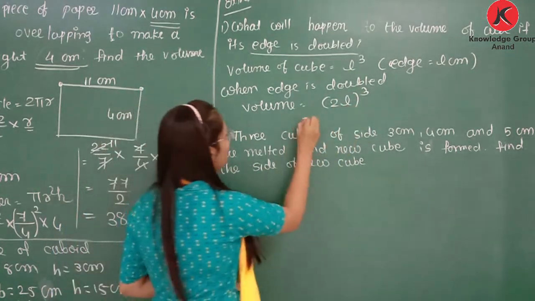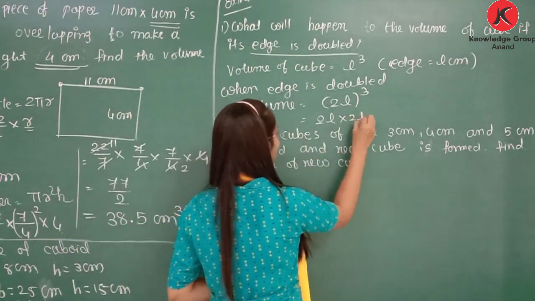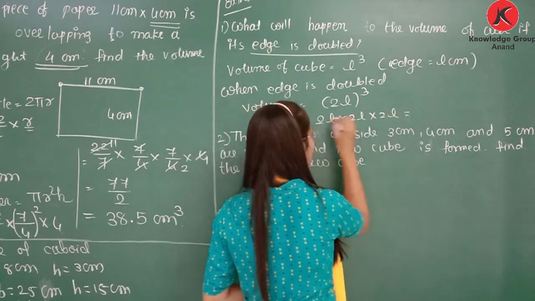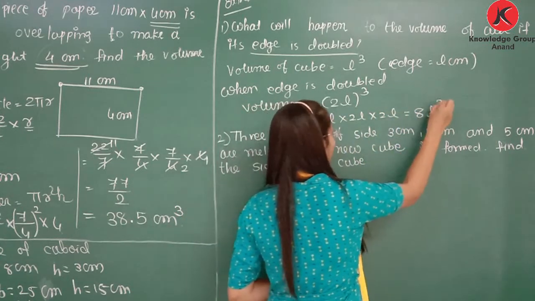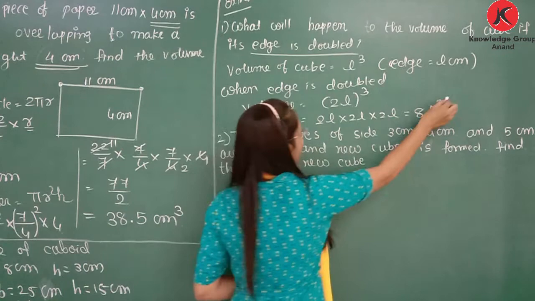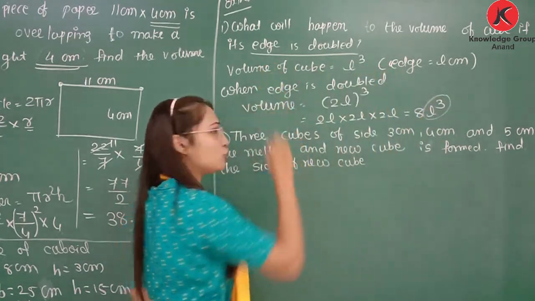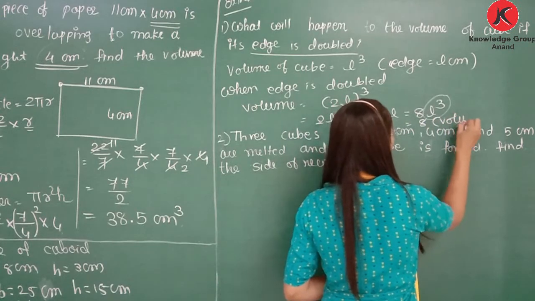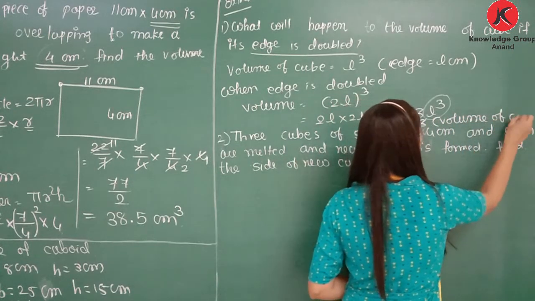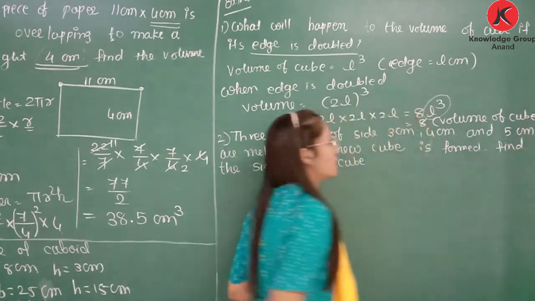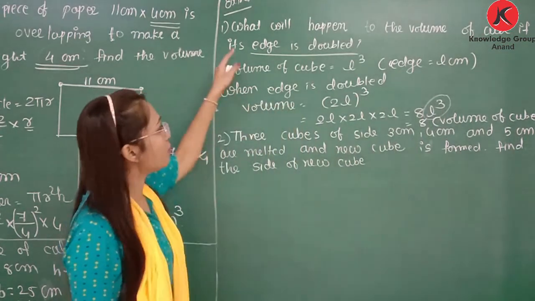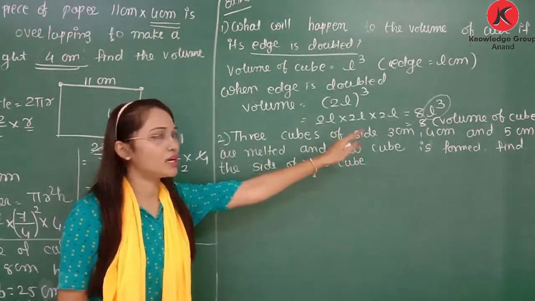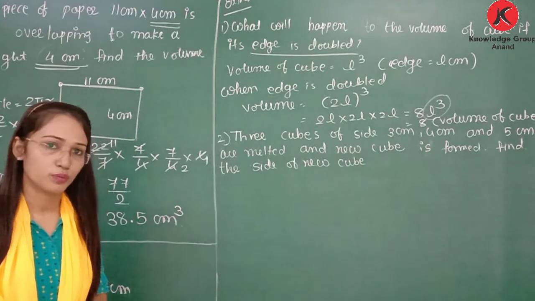Now what is 2L cube? It is 2L multiplied by 2L multiplied by 2L. That is 2 times 2 is 4, times 2 is 8, L cube. But what is L cube? That is the volume of the cube. So it is 8 times the volume of the cube. This kind of question can be asked for MCQ. Whenever we double the edges, its volume becomes 8 times the volume of the cube.